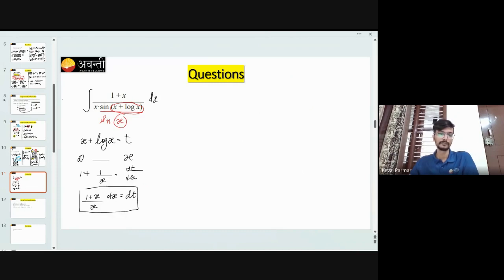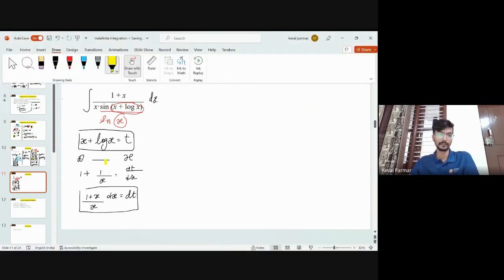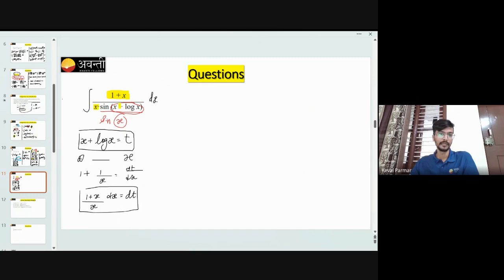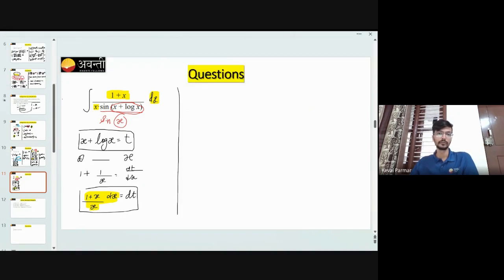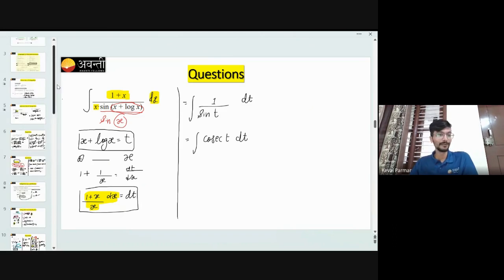So by using these two, we can easily get substitution. So 1 plus x upon x dx, we can substitute it as dt. So what will I get? My integration will be integration of dt. Now what will be happening to 1? It will be as it is, and upon sine t. Now what is 1 upon sine t? It is cosec t dt.